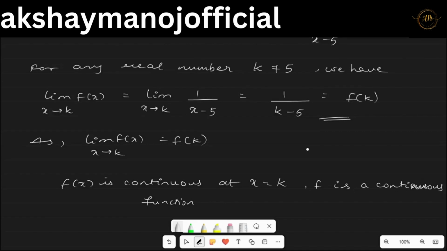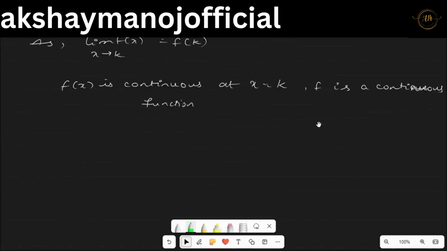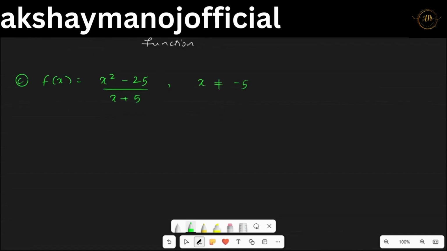So can we move ahead to the next function? The next function we have here is f of x equals x square minus 25 divided by x plus 5, and in this case also we have a condition, x not equal to minus 5. Yes kids, can you solve this?